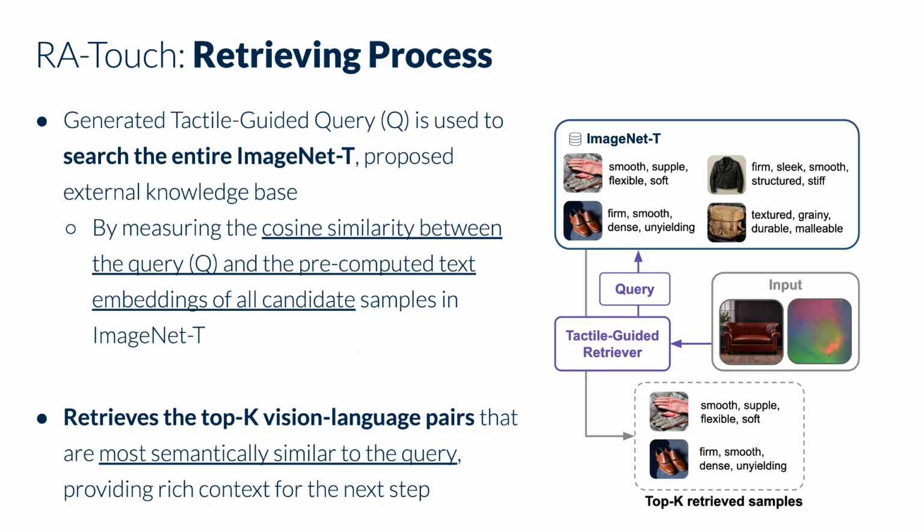The generated query then searches our ImageNet-T knowledge base using cosine similarity, retrieving the top K most semantically similar vision-language pairs. Crucially, this allows our method to find visually different but tactilely similar objects. For example, for a leather sofa, the retriever successfully finds samples like leather gloves and shoes. These retrieved samples provide rich, tactilely relevant context for the final integration step.